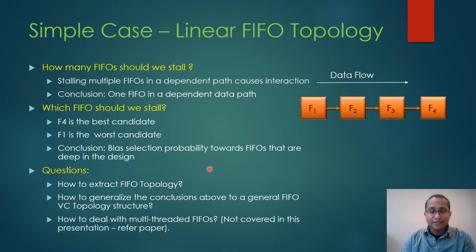Now that we have an intuitive understanding of the problem, the next questions are, how do we extract this FIFO topology? And how do we generalize the conclusions that we made for a linear topology to a more complex topology, multi-tree type topology? And finally, how do we deal with multi-threaded FIFOs? This part we're not going to cover in this discussion. You have to refer to the paper for more details on this.